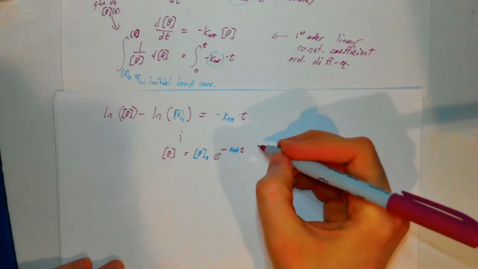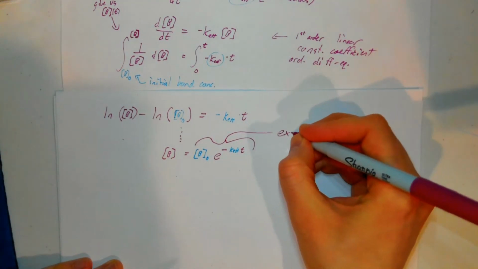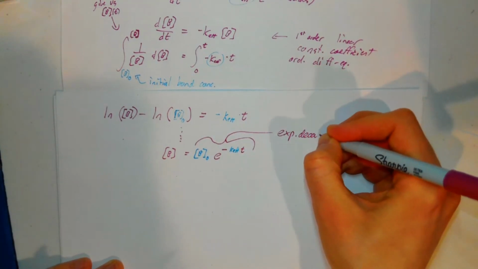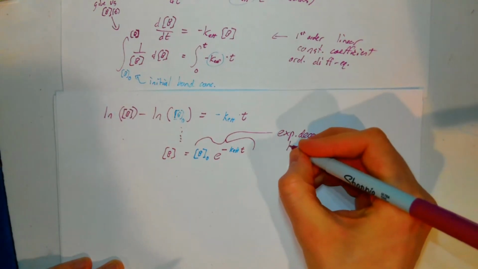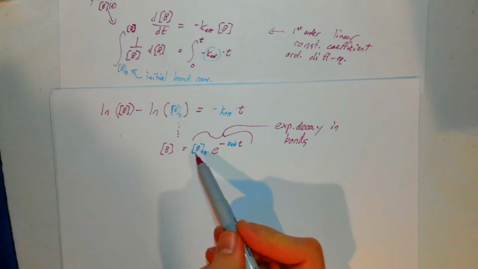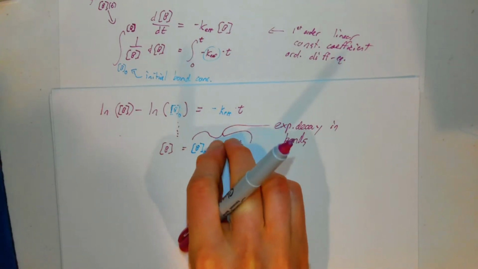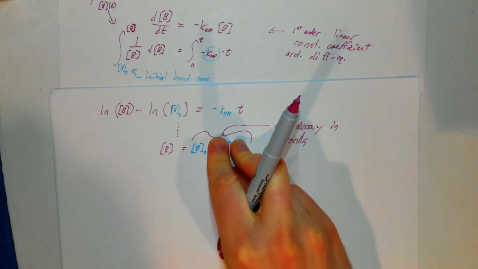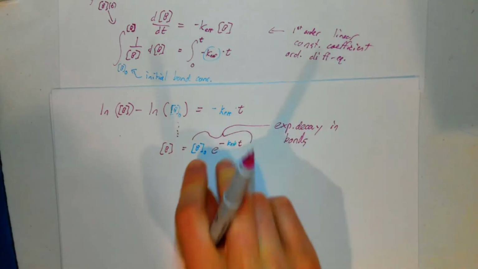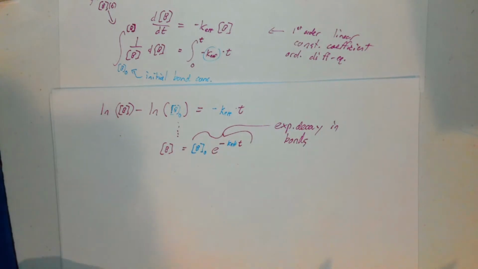So what does this look like? This looks like exponential decay in bonds. So basically, we have some initial concentration of bonds, and if you subbed in t equals 0, e to the 0 would be 1. So initially we have B naught for bonds. As time goes to infinity, we get e to the minus infinity, so this approaches 0.